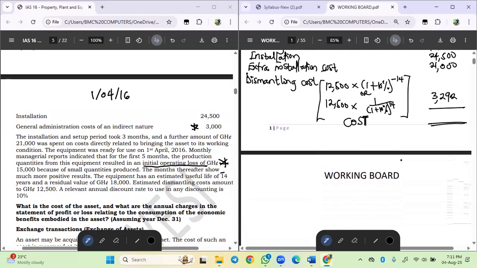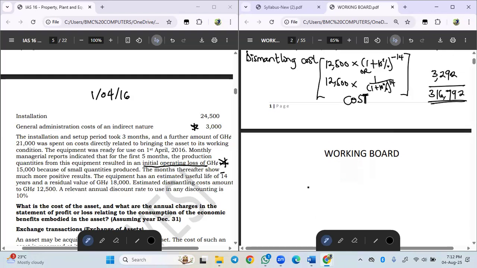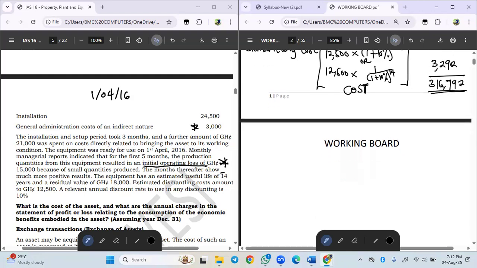That's 316,791.164. Okay, so it's fine, point 792. It's okay. Because of the extra information we have here, the residual value, useful life, and all that, they are just drawing our attention to calculate the depreciation, because they asked what are the annual charges? That means depreciation.